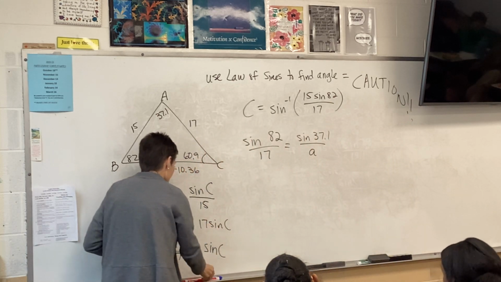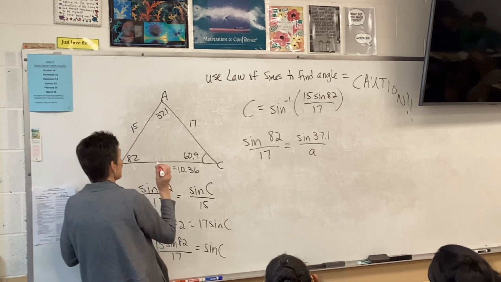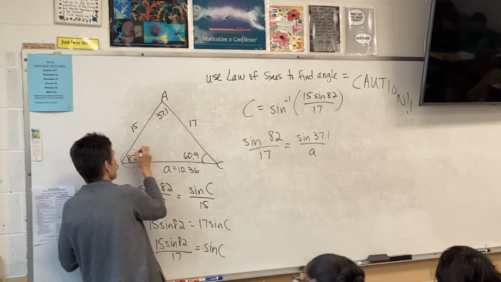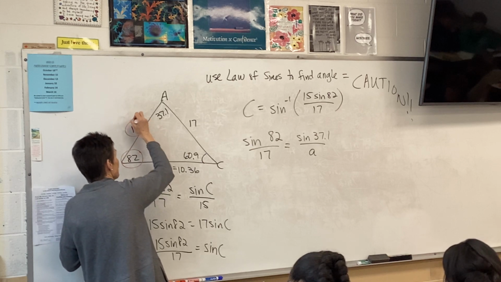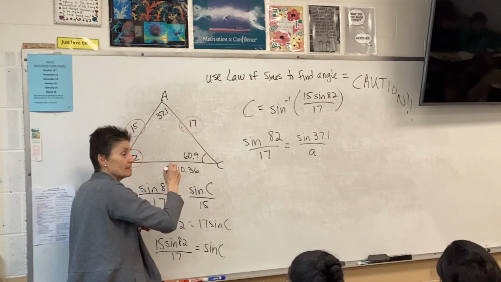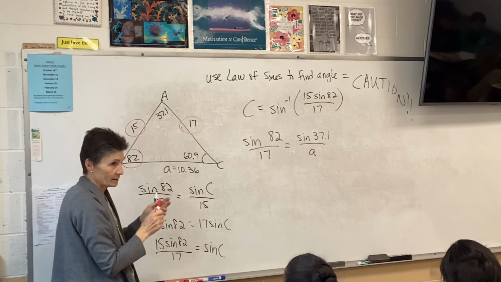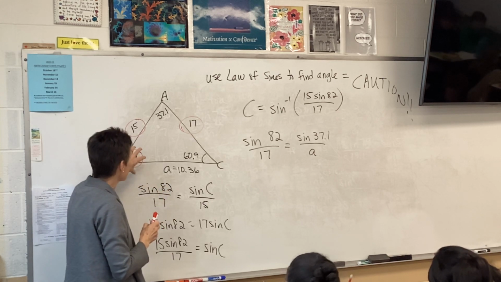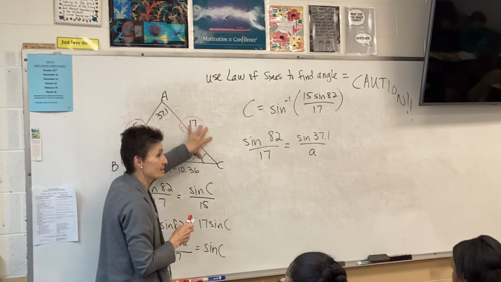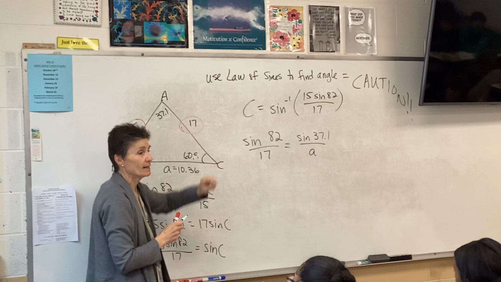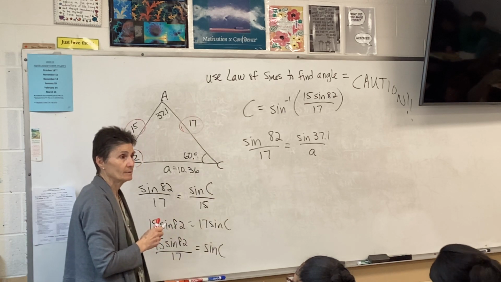Because if you look at the original given, I was given this 82, I was given this 15, and I was given this 17. That's what I was given. In geometry class, we called that angle, side, side. And what do you know about angle, side, side? It doesn't exist. Can't do it.